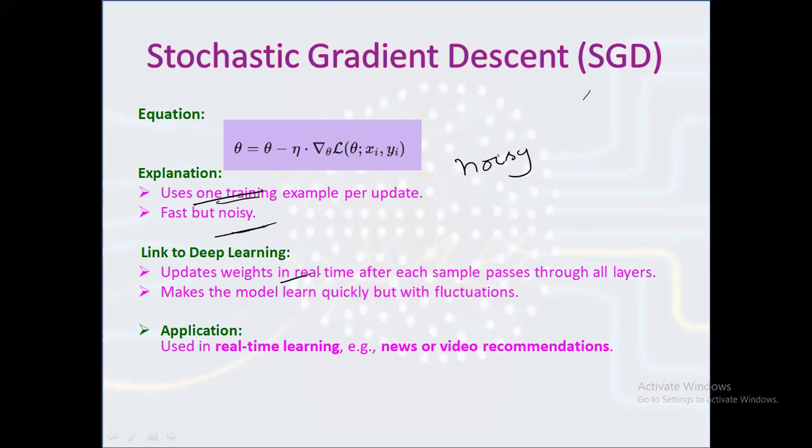In deep learning, this means every layer's weights are updated frequently, even before seeing the full data set, which helps the model adapt quickly. It is widely used in real-time processing applications like live recommendation systems, where models must update rapidly as new user data arrives.